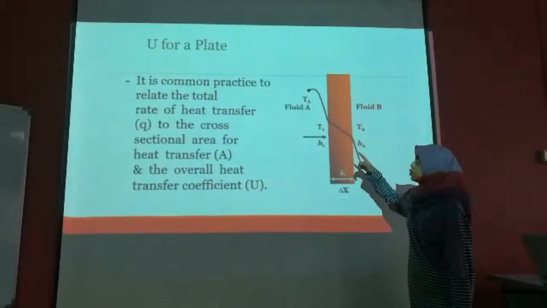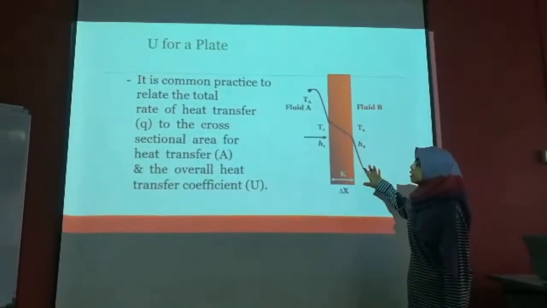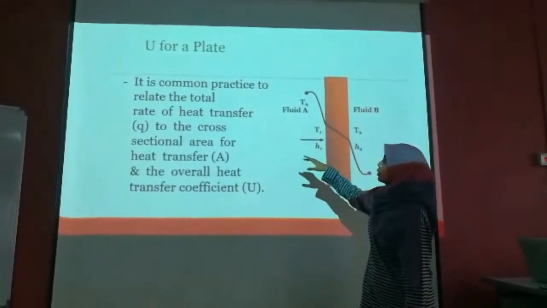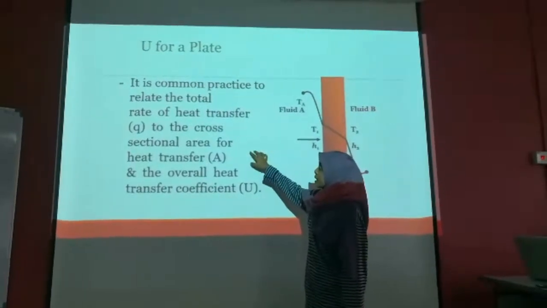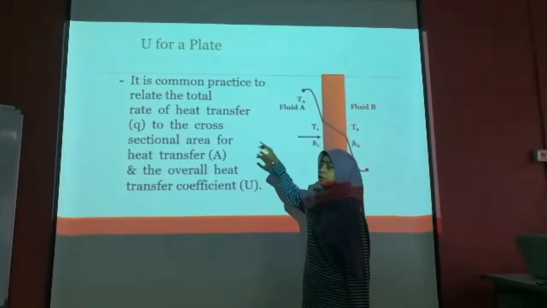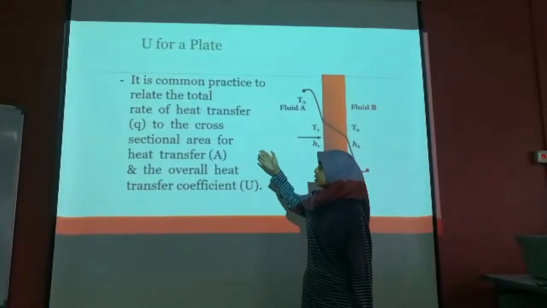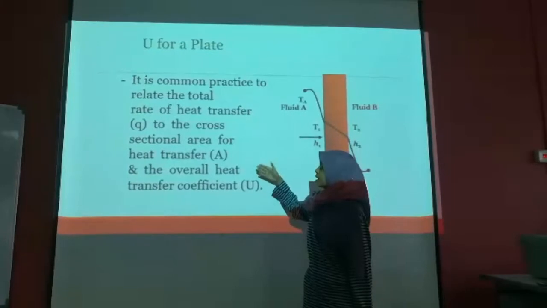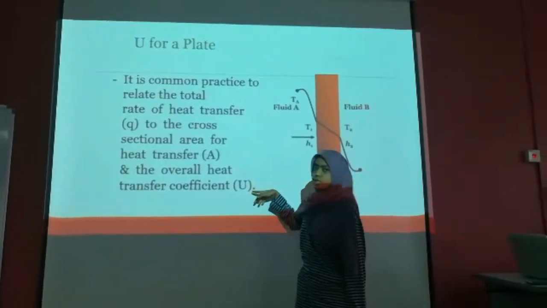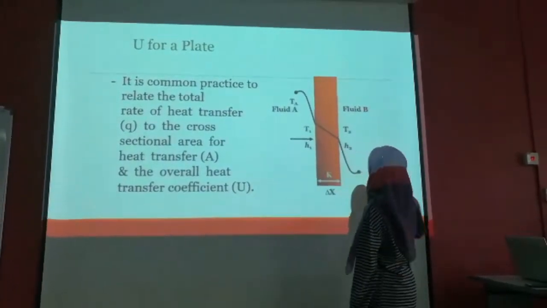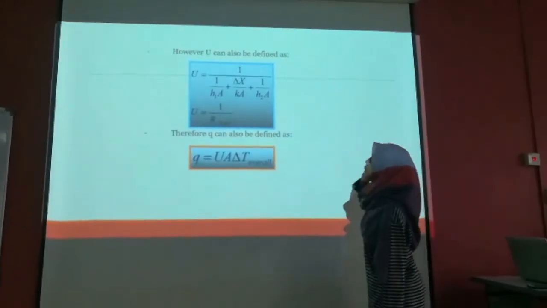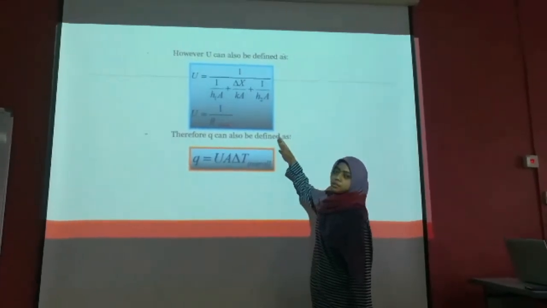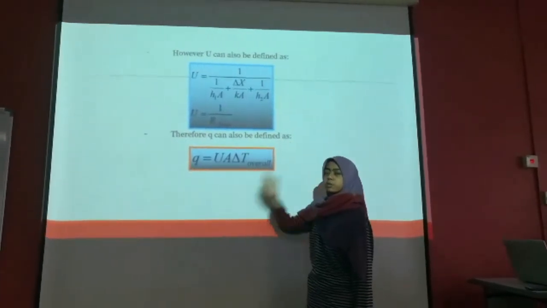The first is U for a plate, which we can see here. For U for a plate, we relate the rate of heat transfer, which is Q, to the cross sectional area for heat transfer, which is A, and the overall heat transfer coefficient, which is U, as can be seen in the formula here. To get this formula, we must derive the U formula, which will be explained later.